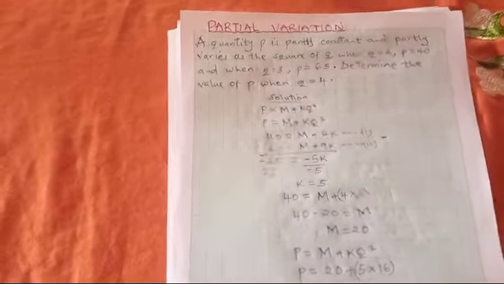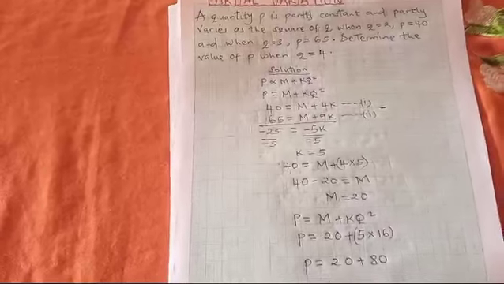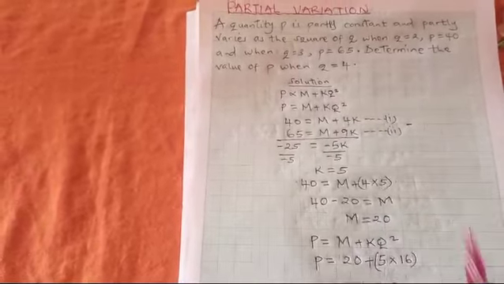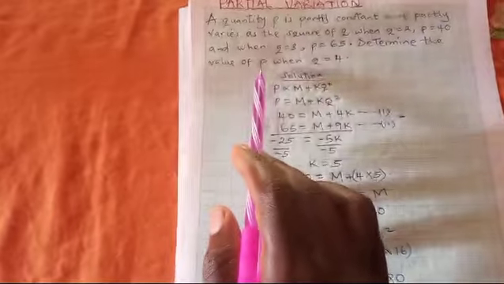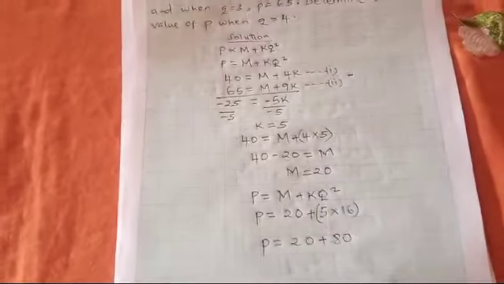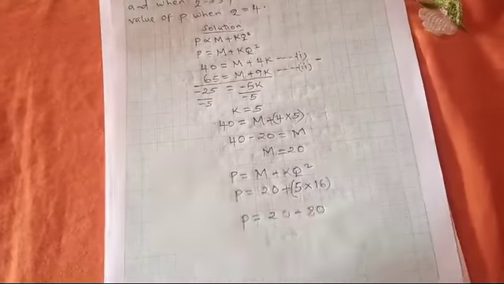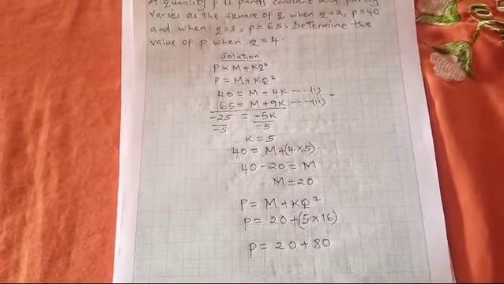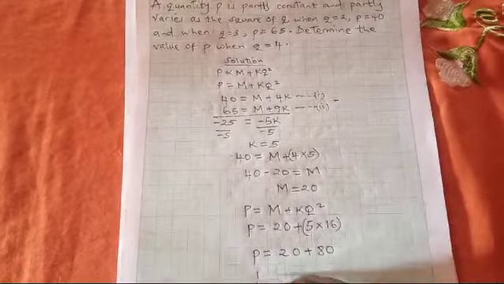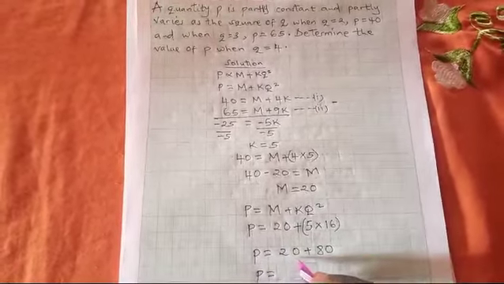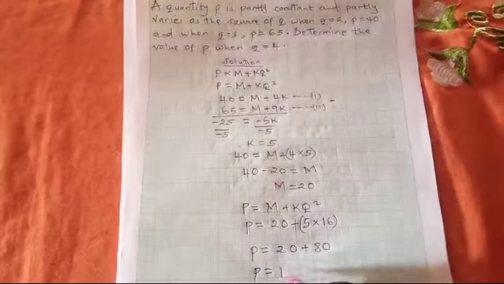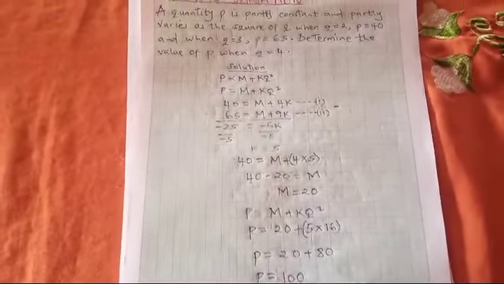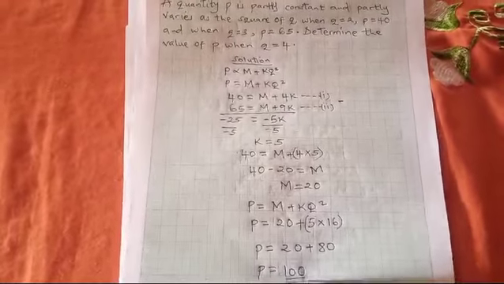So we are almost done. The question is determine the value of P when Q is 4. And we already have our M and K, the two constants. We also have Q. Now, our P is going to be 20 plus 80, which is 100. Now our P is 100.